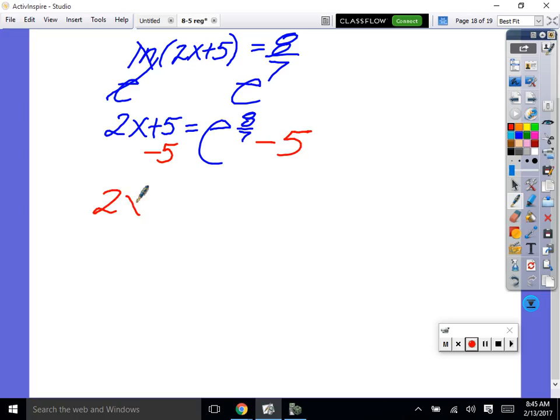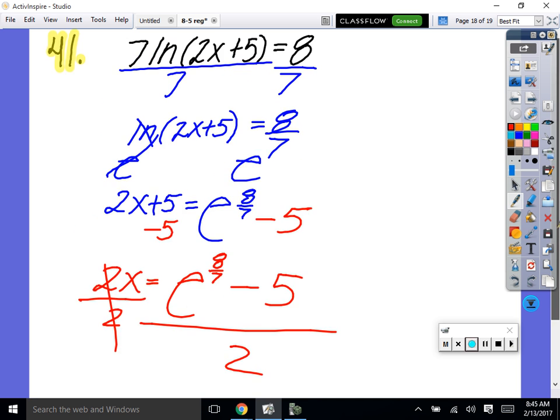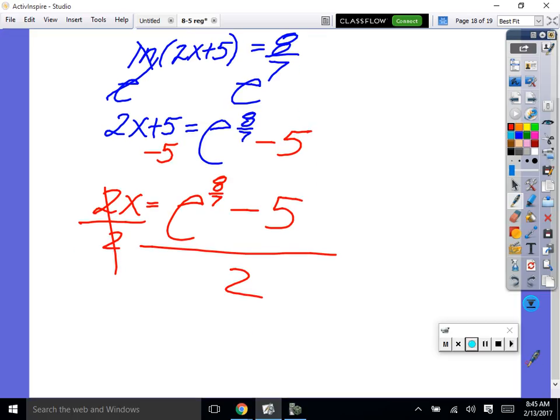So we have 2x equals e to the 8/7 minus 5. Divide both sides by 2. So there's our answer. So you have to type in e raised to the 8 divided by 7, close your parentheses, hit enter, minus 5, hit enter, divided by 2. Negative 0.93. And that one works if you check it by plugging it back into the original.